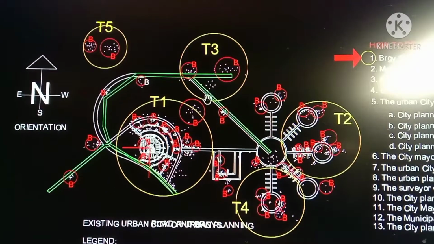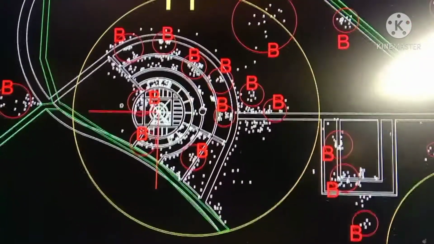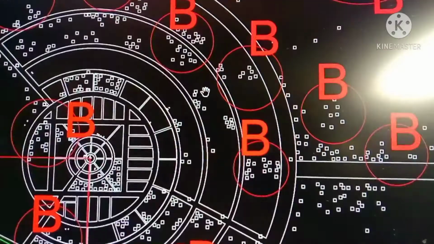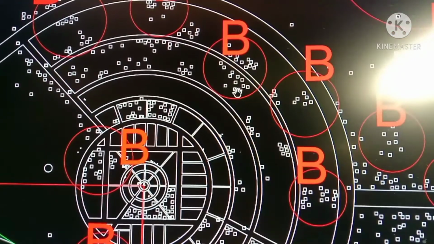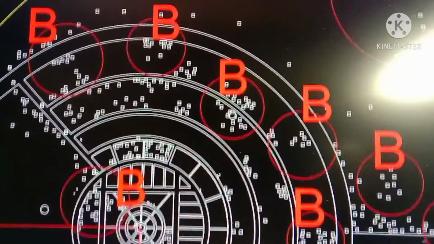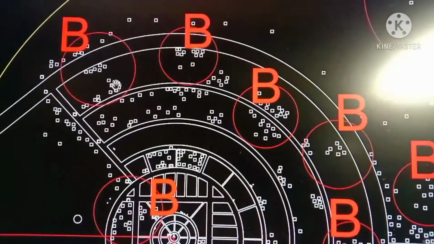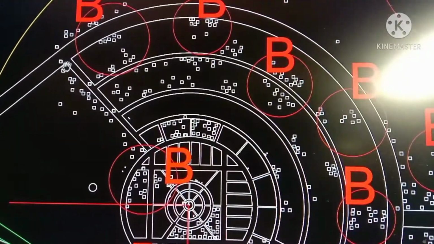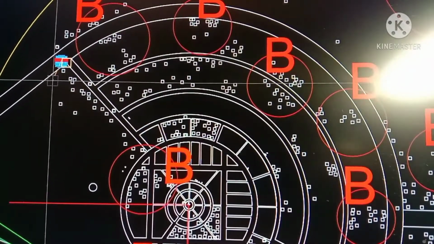For this one, the town here, town 1, look at the design here. Some of the buildings here are within the roads, so this needs relocation. There is one here, so you have to relocate this area, transfer it somewhere.